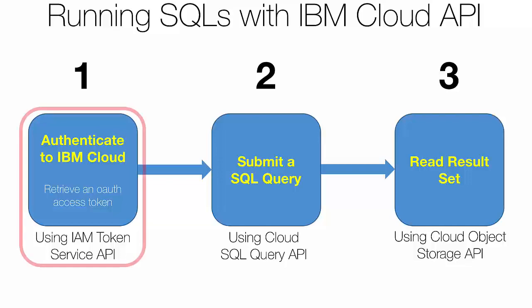So we are now starting our three phases. The first phase is the authentication to the IBM Cloud. I'm going to show you three different options how you can do this. Eventually, you just have to select one of those options.